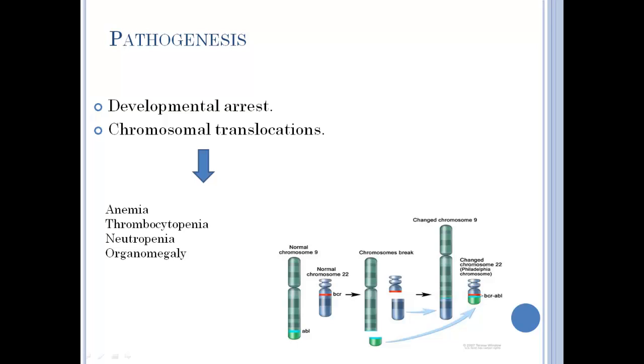The lymphoblasts also proliferate in other organs, particularly the liver, spleen, and lymph nodes, causing organomegaly. After finishing the pathogenesis, now we'll talk about the clinical features and how we can diagnose acute lymphoblastic leukemia. We'll start with the clinical presentation.